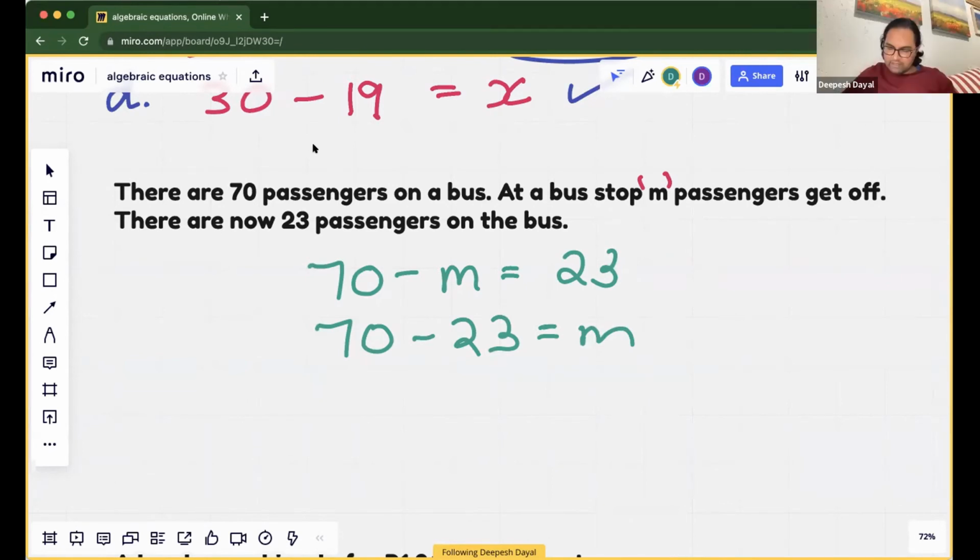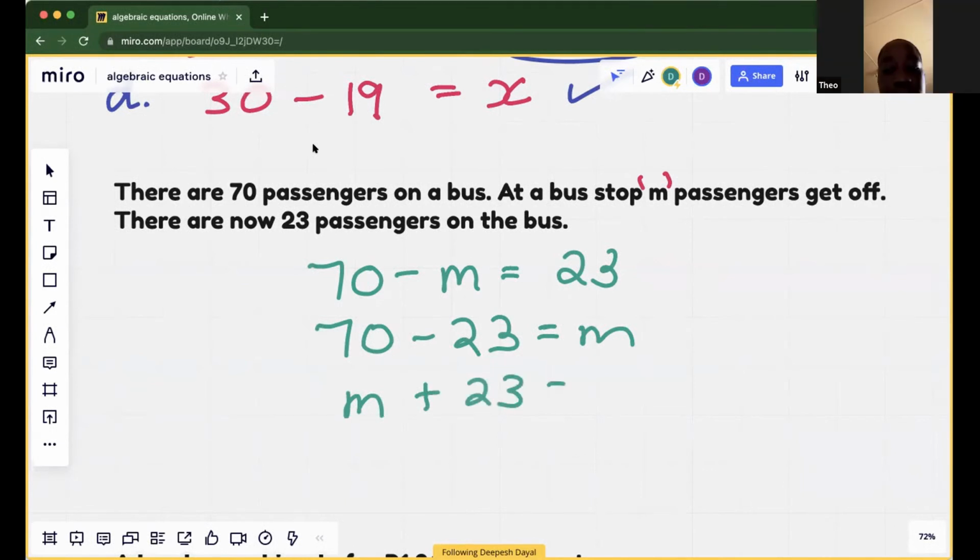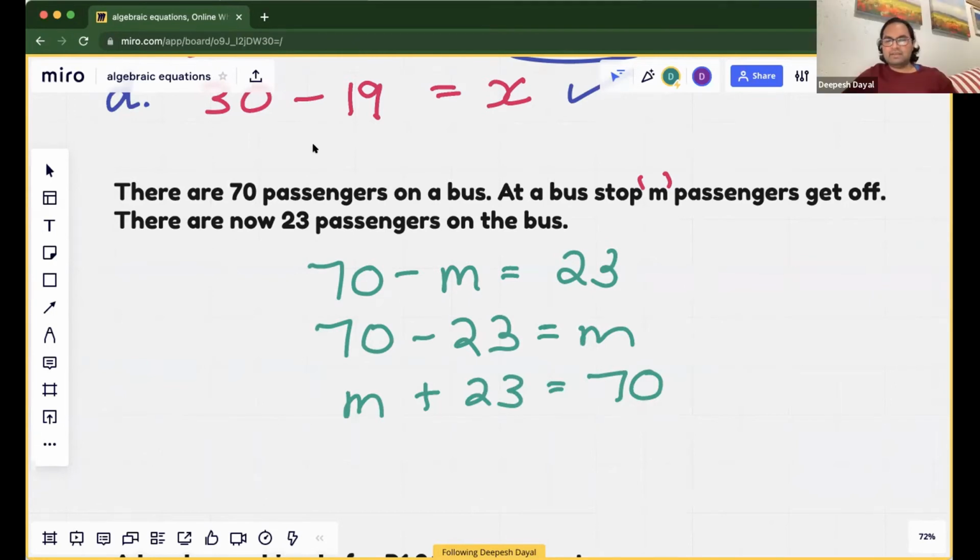Yeah, I've got another one here. Yes, you can tell me your answer. M plus 23 equals 70. Okay, I've got that one. I wrote that as well here. Good.